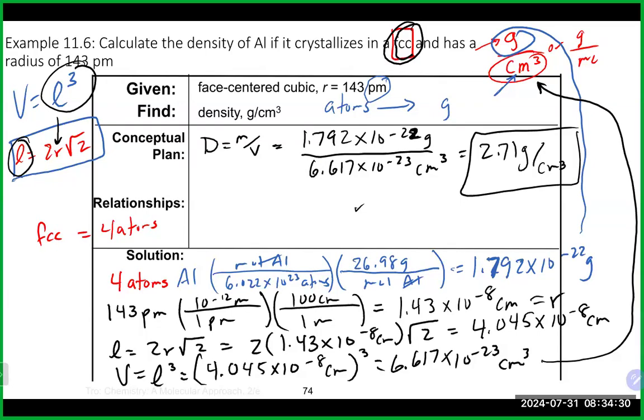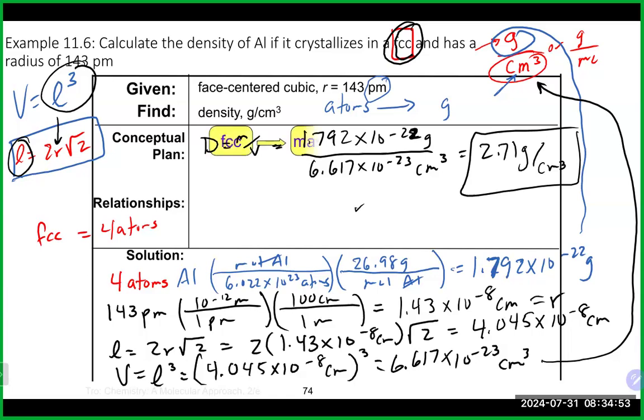Questions on that calculation? So really, a lot of times in these types of problems, that's what you're asked for, the density. Sometimes you may be given the density, and maybe you have to work backwards and figure out what the radius is, or the length of the cell, kind of working backwards. But most of the time it's this. Any questions on that there?